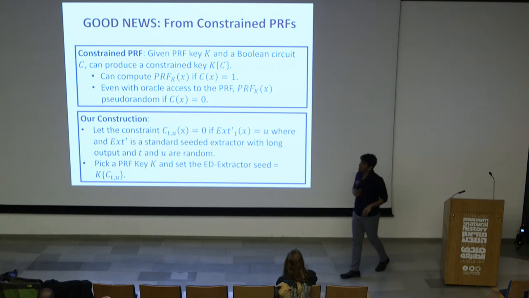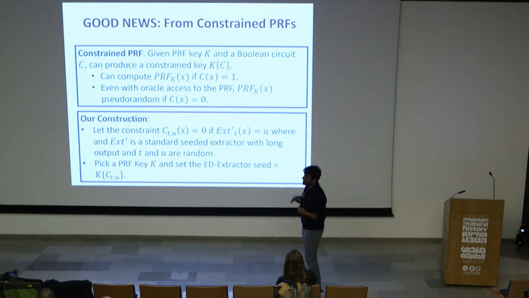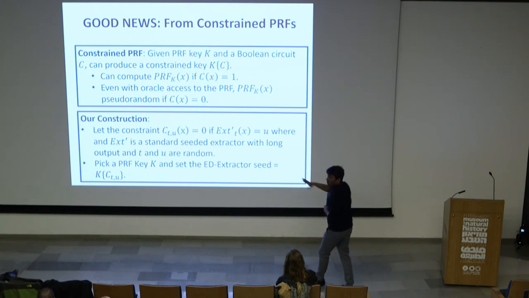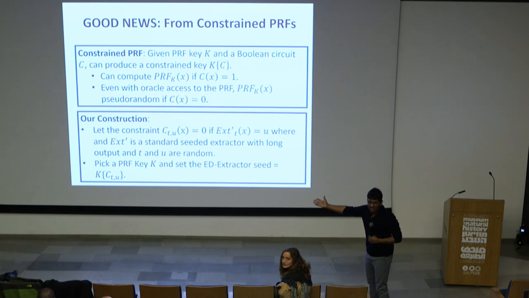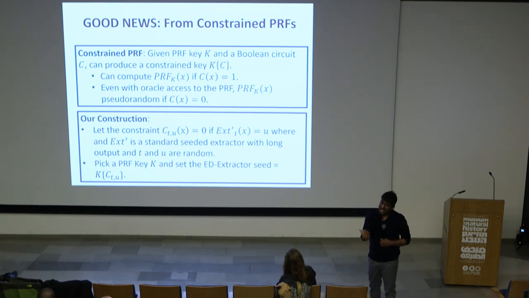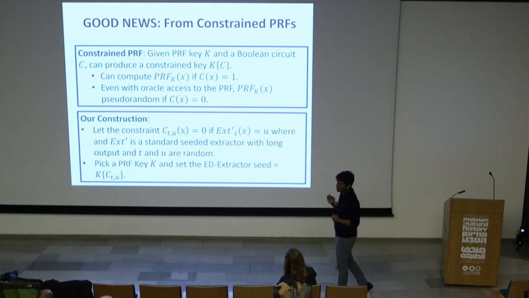No, I don't need to hide the constraint. You'll see in a minute. Okay, so what is the constraint? Yeah, hide the constraint. There's a choice here in the definition of constraint PRF: if I give you the constraint key, can you tell what the constraint was? If you couldn't, you call it a private constraint PRF. If you could, you call it a constraint PRF. So you just need a regular constraint PRF.